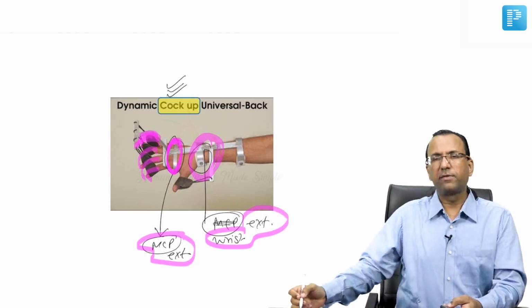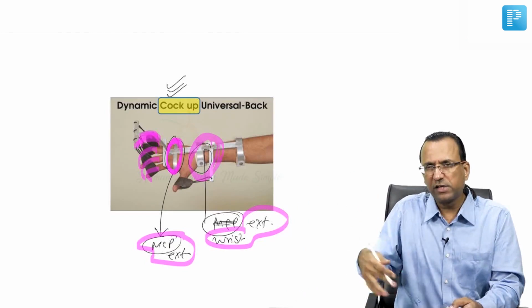In a case of radial nerve injury, high radial nerve injury, till the nerve is regenerating, you have to keep it in this posture.